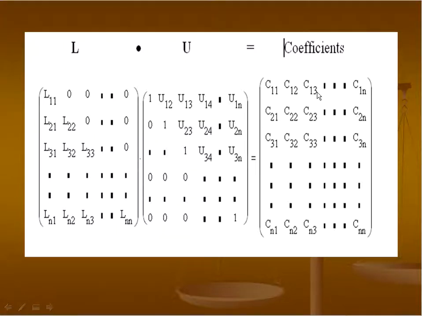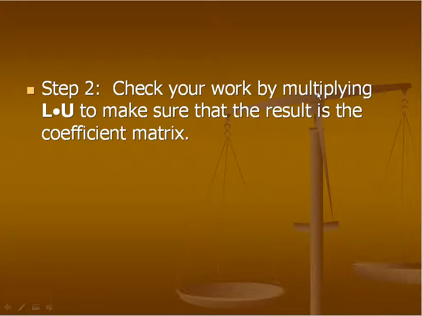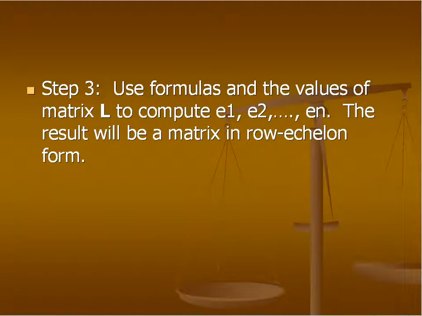But basically the first step that you need to do is the lengthiest step, and that is to factor the coefficient matrix. The next thing that you do before you go any further is to check your work, multiply matrix L times the matrix U, and make sure that you end up with the coefficient matrix. If you don't, then you know you've messed up somewhere. So it's a good time to check that.